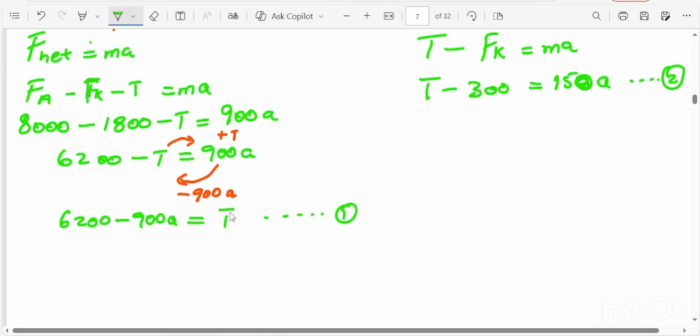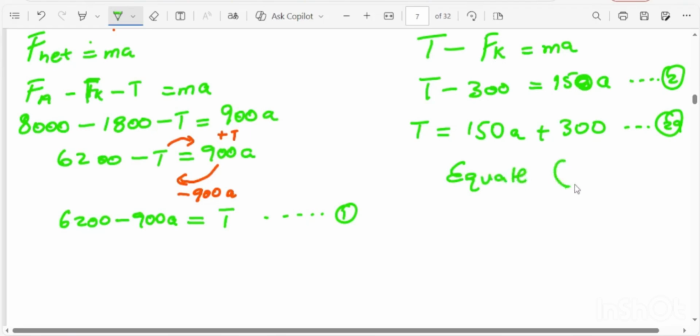If I've made tension subject of the formula, I'll also prefer to make tension subject of the formula here, because if where there's tension I put this, sometimes you can make mistakes when it comes to multiplying out the brackets. It's fine. So now I'll prefer to create equation 2a and write tension is equal to 150a. The 300 will go to the other side to be positive 300. Let me call this equation 2a. Remember the tension is the same, so I can equate these two equations.